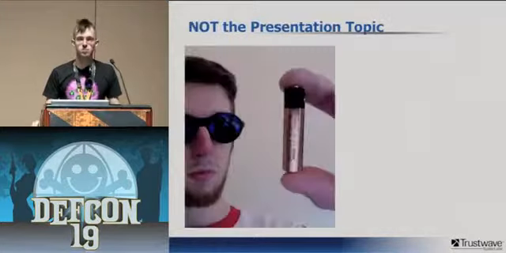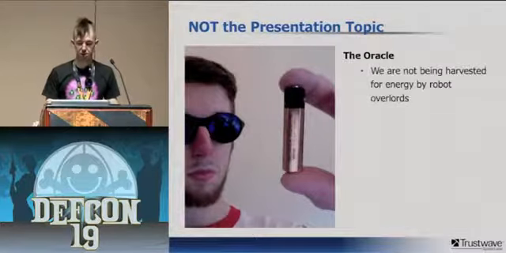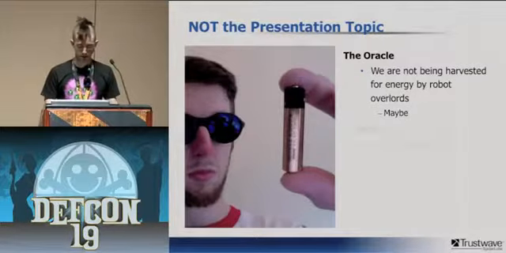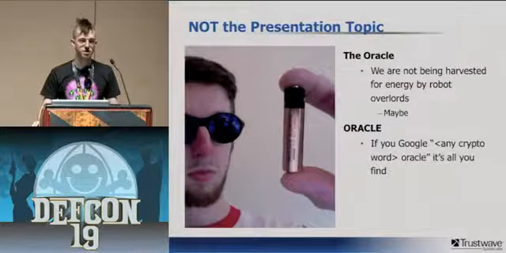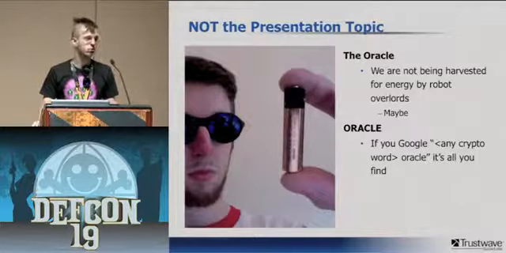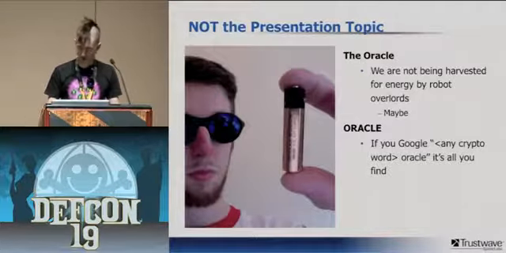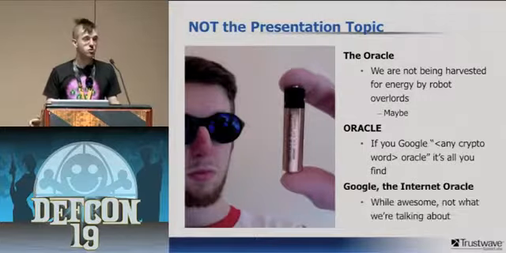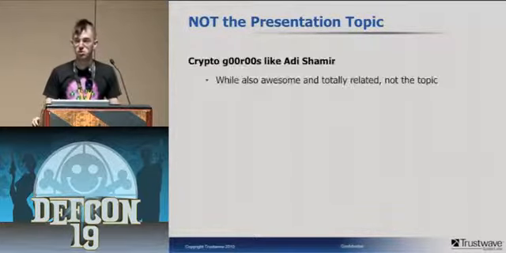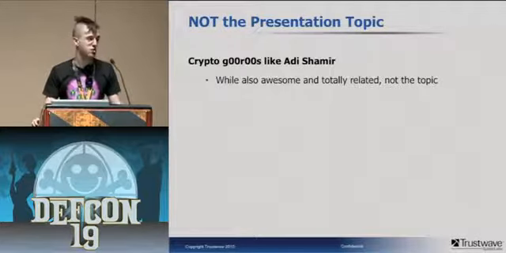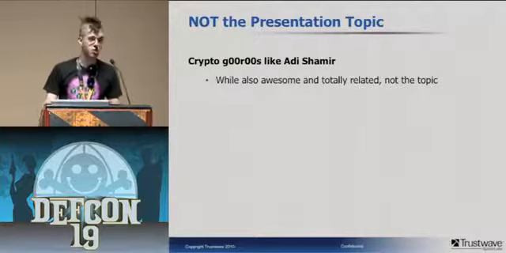So let's talk about some things that are not the presentation topic. So we're not talking about the oracle. We're not being harvested for energy by robot overlords. Possibly. We're not talking about the company Oracle. Fun fact, if you Google for any crypto word followed by Oracle, you'll probably find Oracle users asking how to encrypt their database. We're also not talking about Google, the Internet Oracle. We're not talking about cryptographic gurus like Adi Shamir. If you don't know who Shamir is, he's the S in RSA. Also awesome, but not the topic.